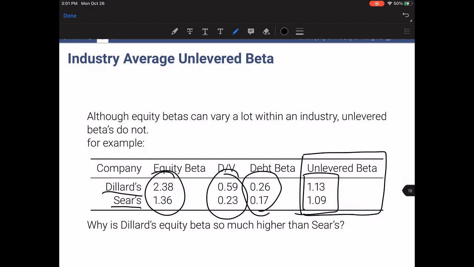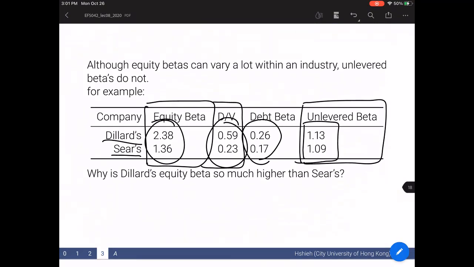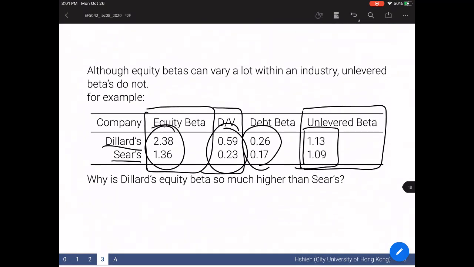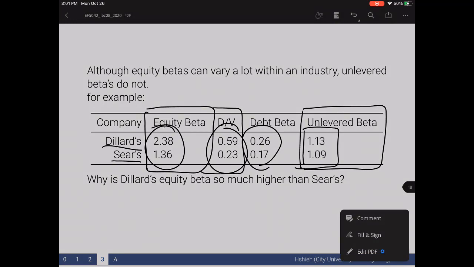It would be a mistake to take an average of the equity beta because the equity beta is going to be driven by the capital structure. And we can prove this quite simply using some simple algebra. So let's do that right now. In fact, the question I posted in this slide is, why is Dillard's equity beta so much higher than Sears? And the reason is that its leverage is basically more than 2 times Sears's. Dillard's leverage is twice the amount of Sears. All right, so let's try to prove this quickly.